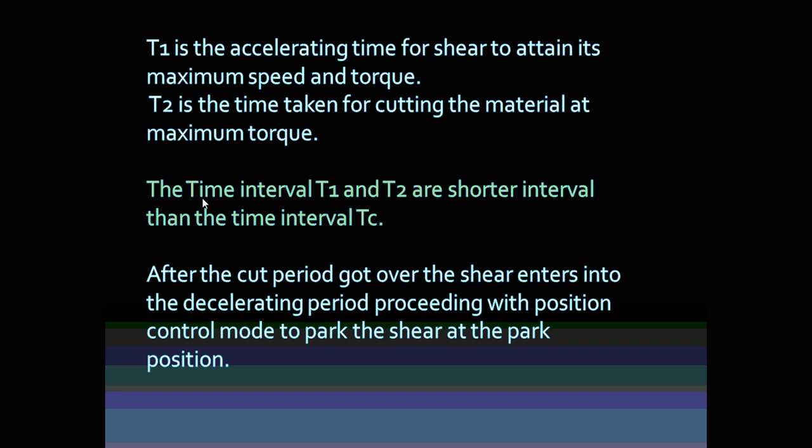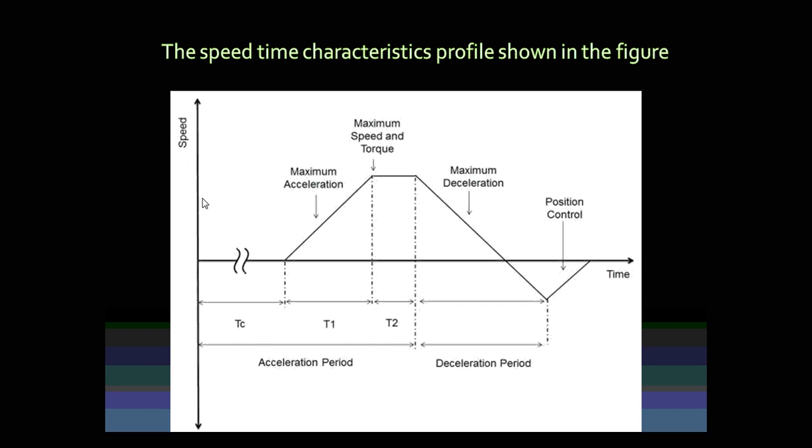T1 is the accelerating time for the shear to attain its maximum speed and torque. T2 is the time taken for cutting the material at the maximum torque. The time intervals T1 and T2 are shorter than the time interval Tc. As you know, after the cutting period is over, the shear enters the decelerating period, proceeding with the position control mode to park the shear at the park position.